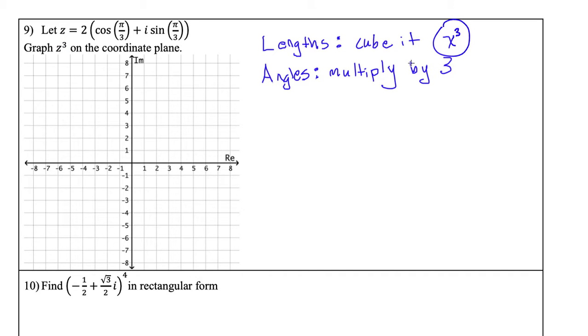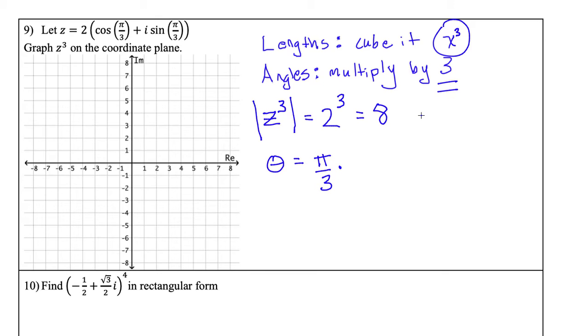All right, so let's talk about the modulus. If I'm talking about z to the power of 3, the modulus of that should be 2 to the power of 3, which is? 2 to the power of 3 is 8. Thank you. If I want to talk about the angle here, it's going to be pi over 3 times 3. So this is going to be 3 pi over 3, which is just pi.